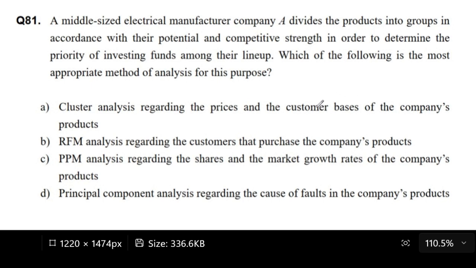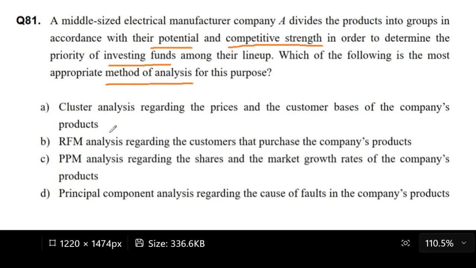Let's highlight a few keywords. We're talking about a company that divides the products into groups in accordance with their potential and competitive strength, because they want to determine the priority of investing funds. We are looking for the method of analysis for this purpose. To answer this question, of course, we'll need to read each and every choice that we have.